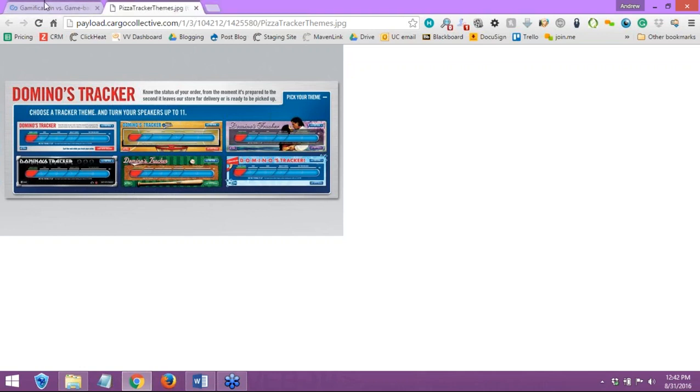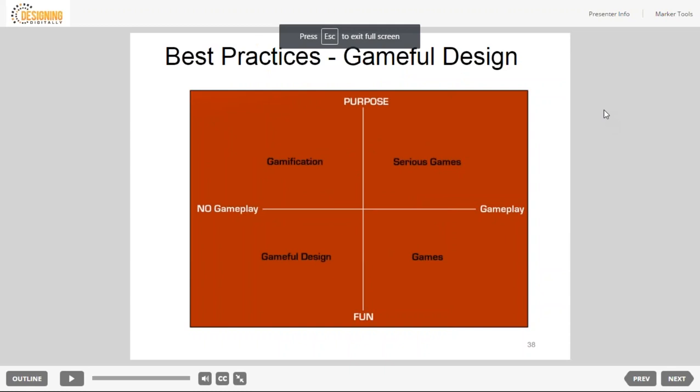Diana says that she uses the Pizza Tracker and she loves it. Yay! Well, then let's talk about this, because this is the best chart I have for everyone here.